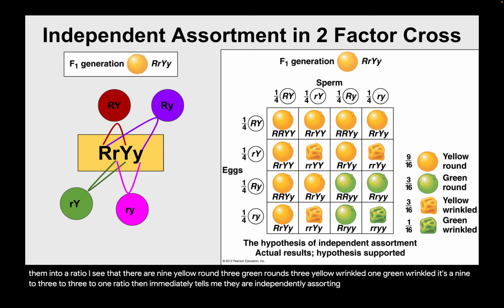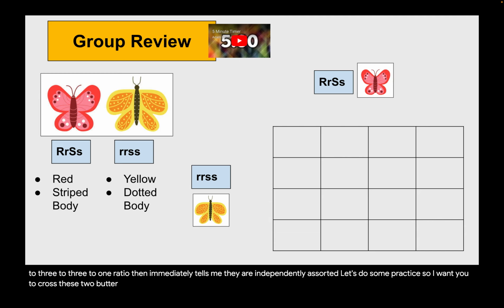All right, let's do some practice. So I want you to cross these two butterflies. One is red with a striped body. One is yellow with a dotted body. I put their genotypes here.